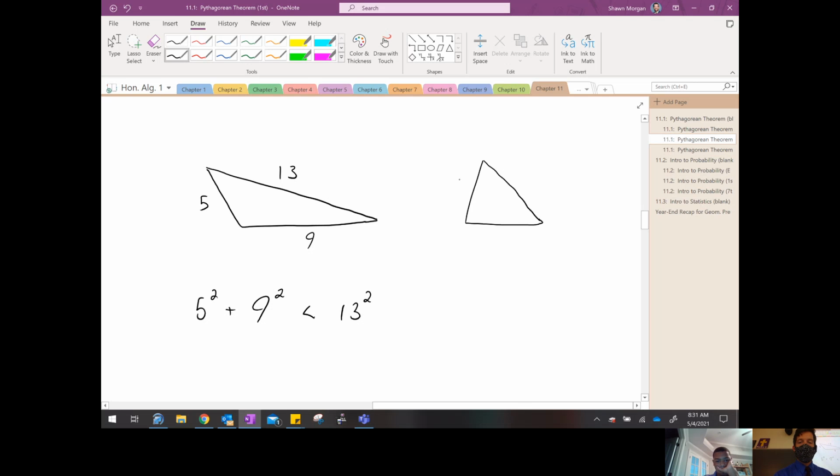So let's say this is 10, this is 12, and this is 13, okay? In this case, 10 squared plus 12 squared is more than 13 squared. So when a squared plus b squared is more than c squared, we have an acute triangle. And then, of course, when it's equal to, you've got a right triangle, okay?